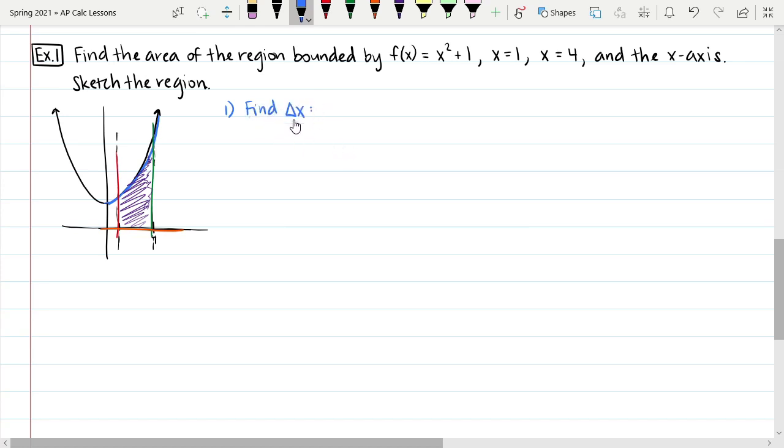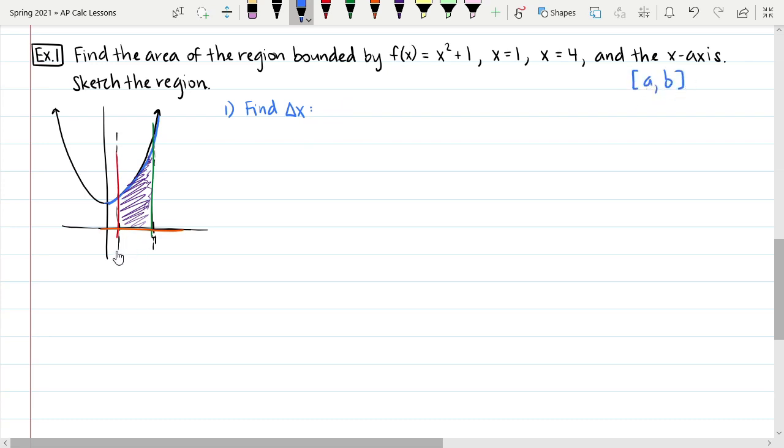Now, I'm going to sort of label it as steps. You don't need to do that in your work. You don't have to put step 1, step 2. I'm just doing this hopefully for organization purposes, so that you can follow the steps a little bit more clearly. As long as you are finding these things, that's the important part. So we're going to find delta x. Now that means first I need to know, what is my interval? What is my a to b?